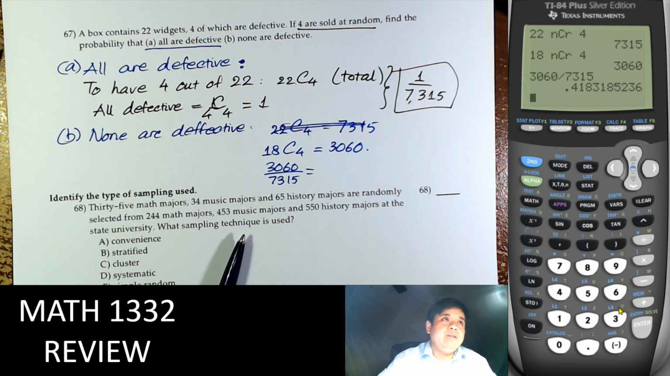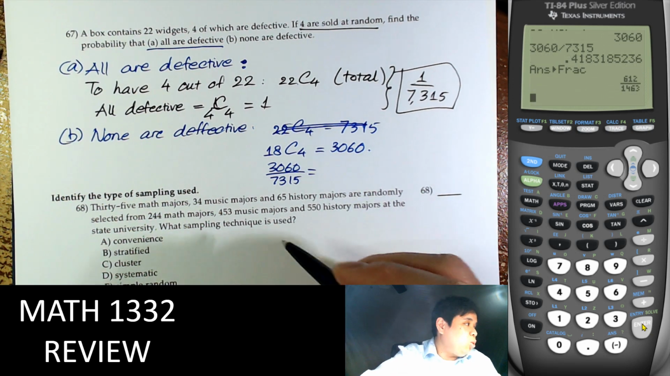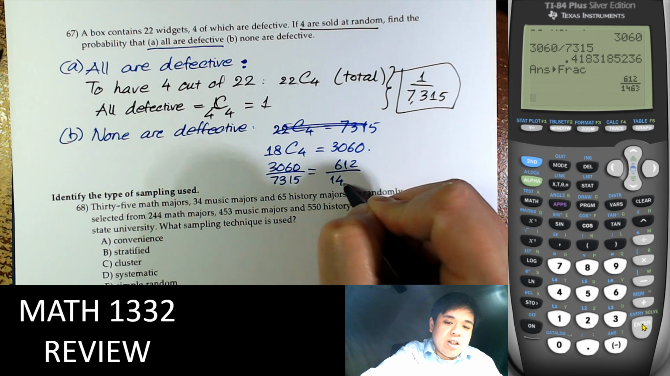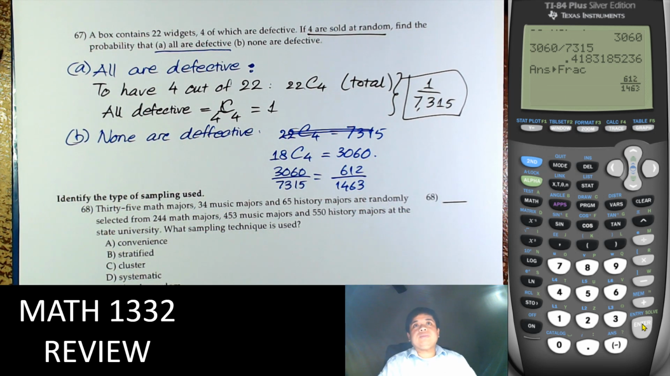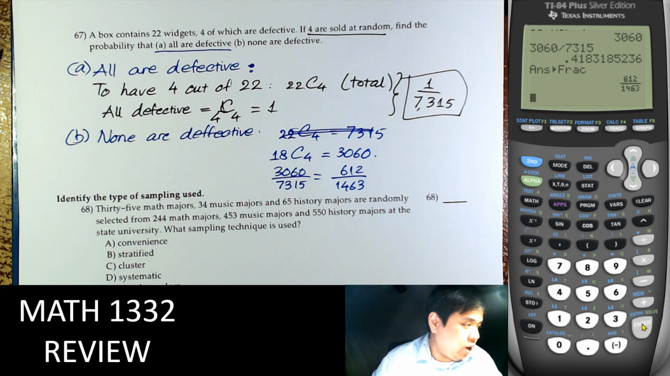So that's what we have. If we keep this a fraction, 612 over 1463. Right, so it's straightforward. What we have total, and then what we have in this particular case, and the probability of that particular case is that number divided by the total. Right, so that's what we have.